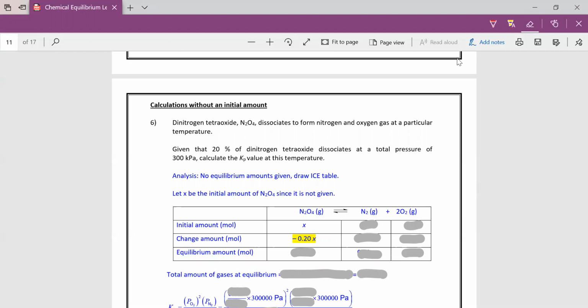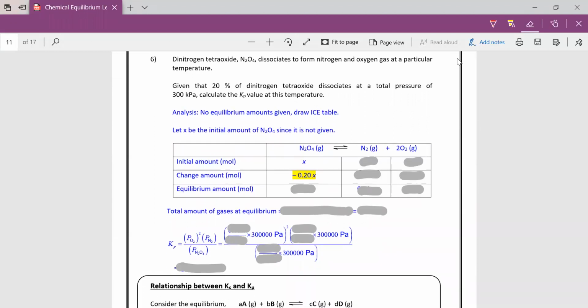Okay, so again, we are not given equilibrium amounts. We need to draw the ICE table. Okay, so this is the initial data that we've been given. As usual at the start, we're going to have to start with zero product. Based on the mole ratio, we find out how much was the change and basically just add up each individual column to get our equilibrium amount.